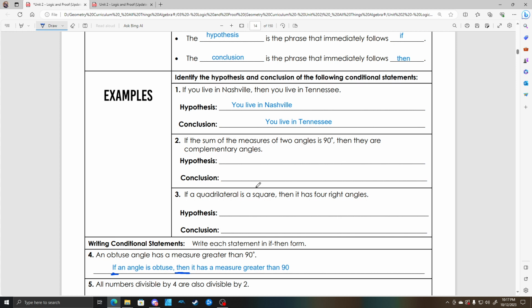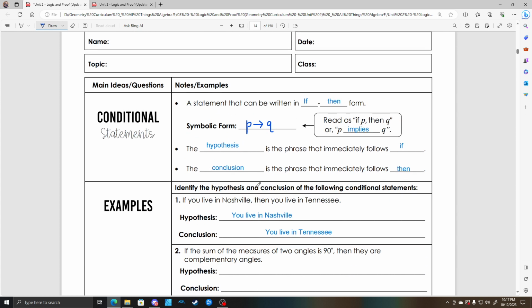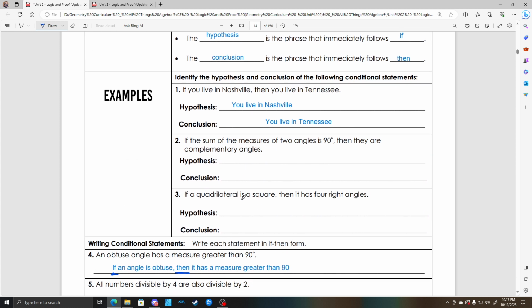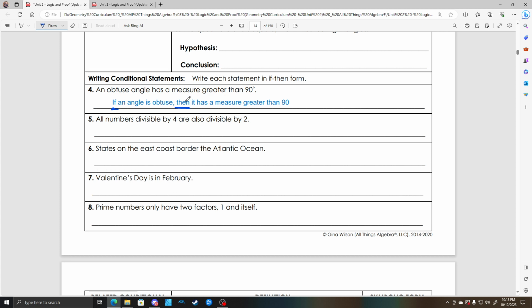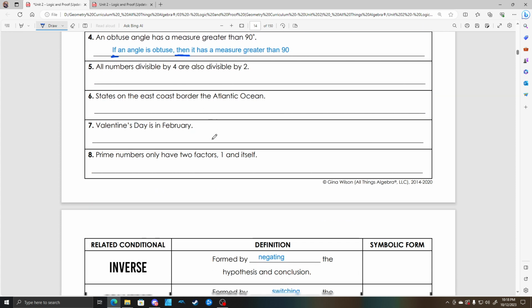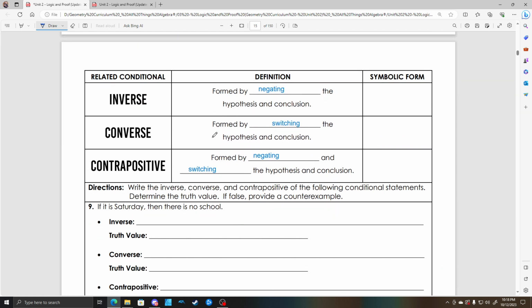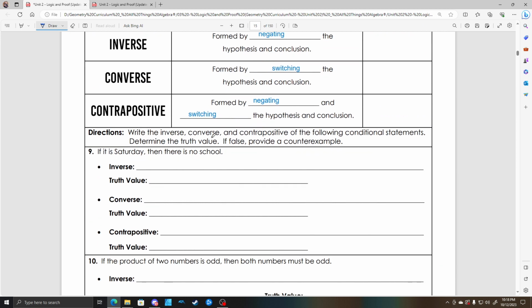Conditional statements are the basic version of a statement, and we can do a lot of different things to conditional statements. So remember, conditional statements are if P, then Q. Let's look at a couple things we can do to these conditional statements.